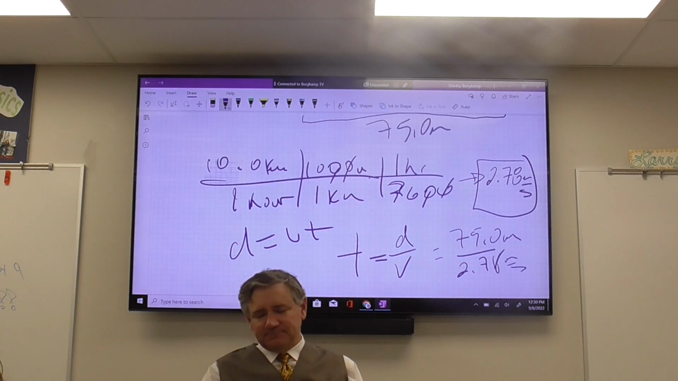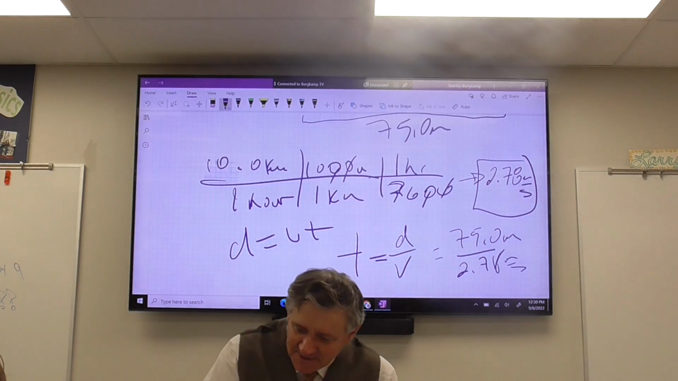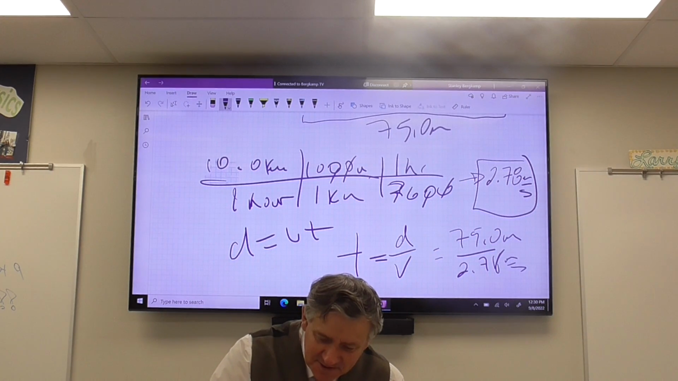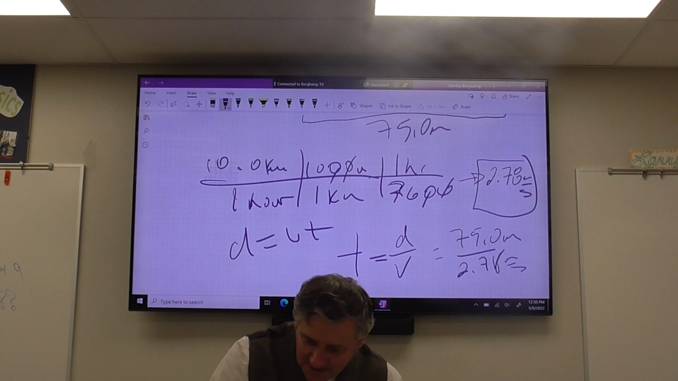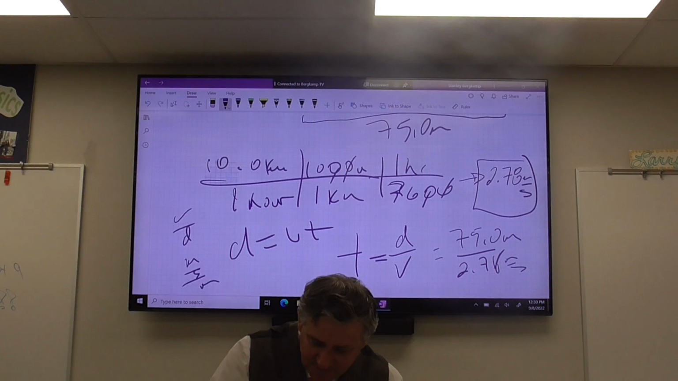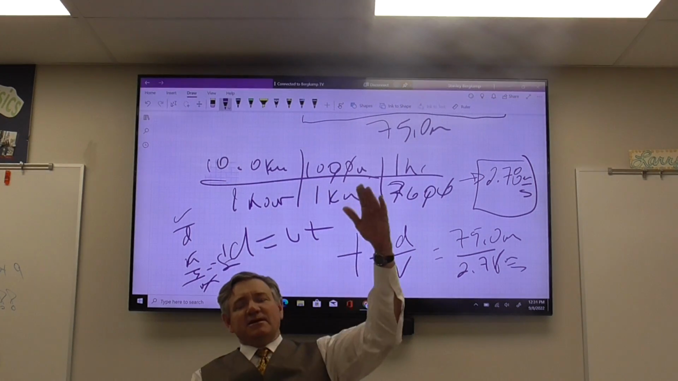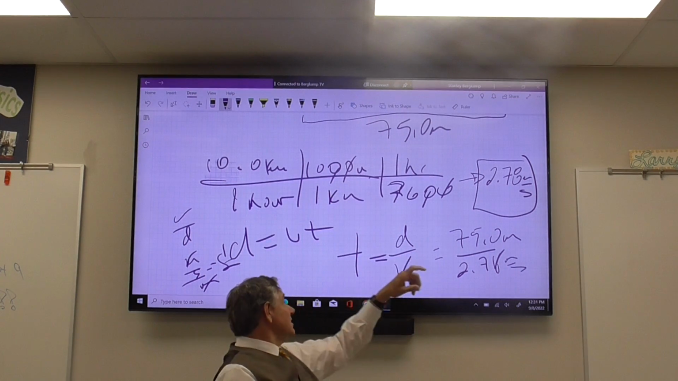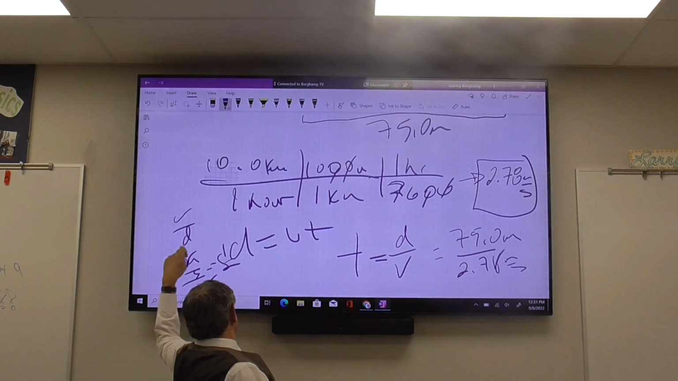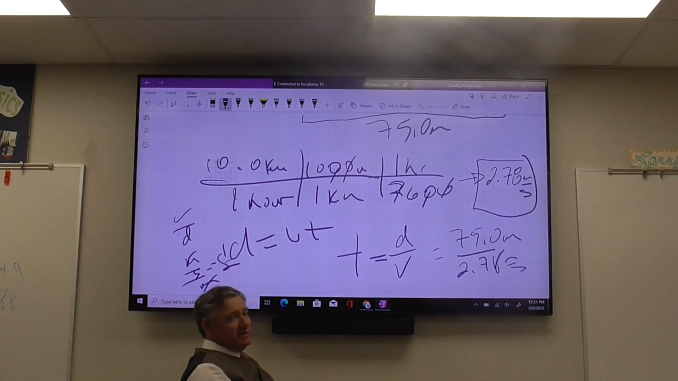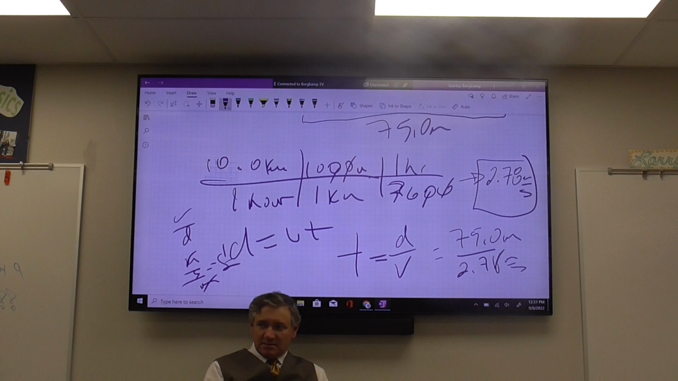Here's what you're going to do. You're going to take velocity and divide that by distance. You're going to go, meters per second divided by meters, oh, I get seconds. If I take meters per second and divide that by meters, do I get seconds? No. What do you get? I get 1 over seconds. 1 over seconds is not seconds.